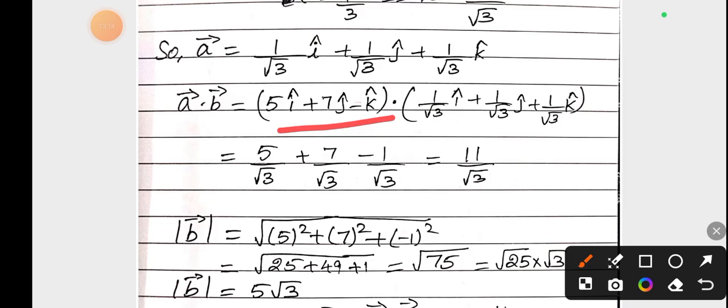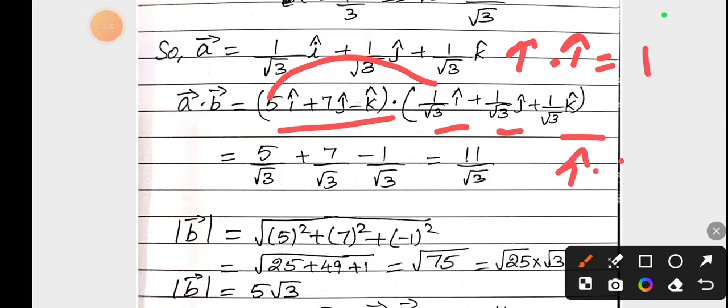Then A vector dot B vector: 1 by root 3 i cap plus 1 by root 3 j cap plus 1 by root 3 k cap. Once we are learning, it will look like that, but it is easy. 5 into 1 by root 3, we all know i cap dot i cap equals 1. So i cap dot j cap, when you're doing, it will become 0. So i dot i, 5 into 1 by root 3, 5 by root 3.